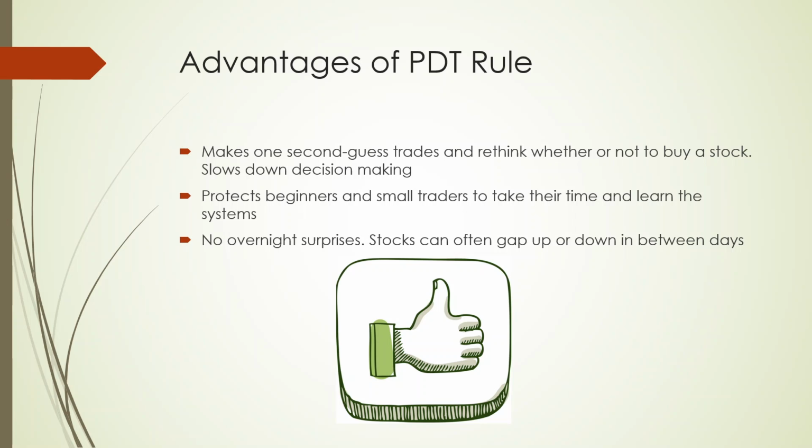It makes it so that one can't really be impulsive and buy based on other people's opinions or on a whim. So like I said before, it protects beginners and small traders, so they take their time and learn the way that the markets move. And also an advantage of the PDT rule is there are no overnight surprises. Sometimes when you hold a stock or a position overnight, the stock can gap up or gap down between days, and that's completely out of your control. But with the PDT rule in place, you can't do that.